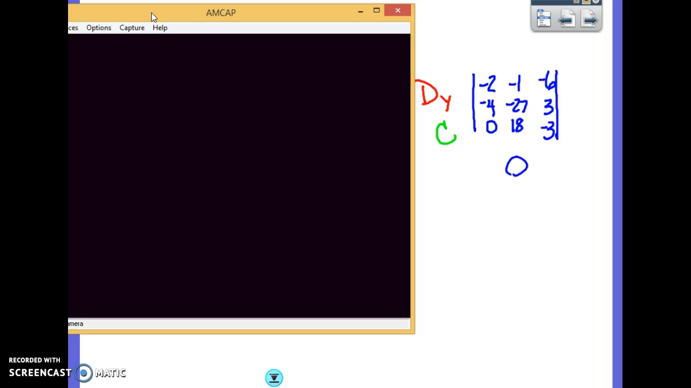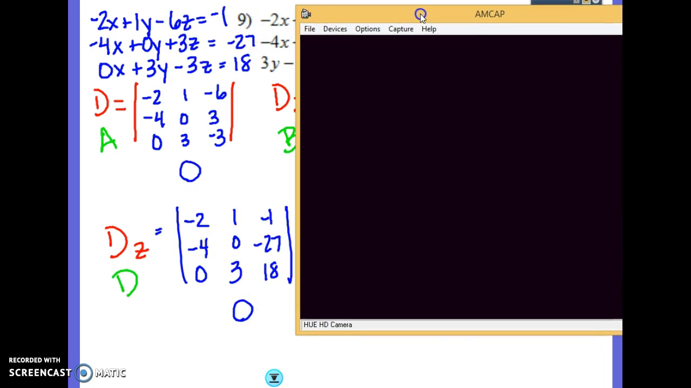Second mode, go back to second matrix. I'm going to go all the way down to D now, because that's what I'm going to enter in my Z matrix. So go over to edit first and then go down to D. It is a 3 by 3. And now we're going to enter in negative 2, 1, negative 1, negative 4, 0, negative 27, and then 0, 3, 18.